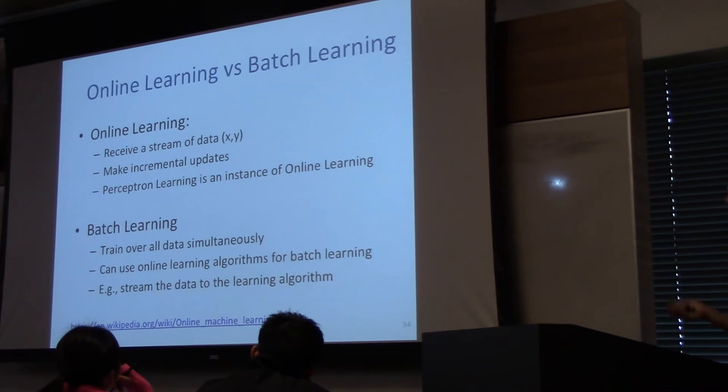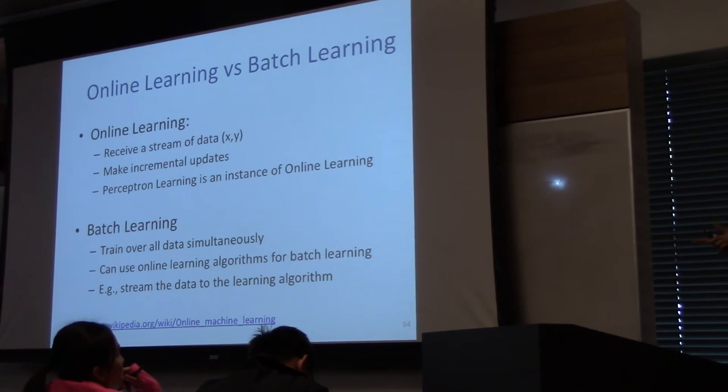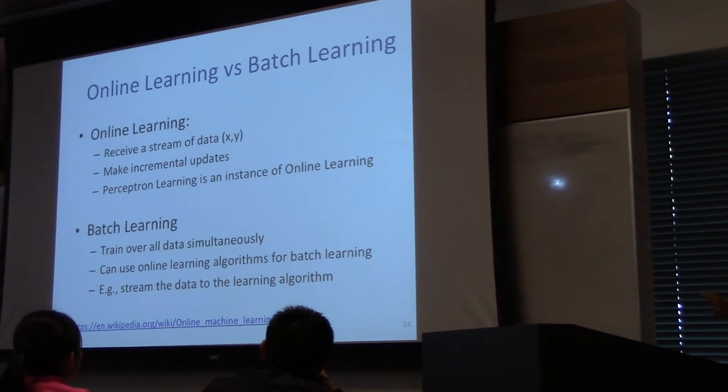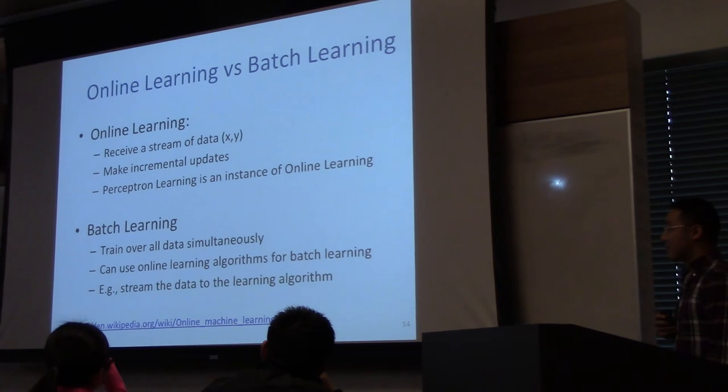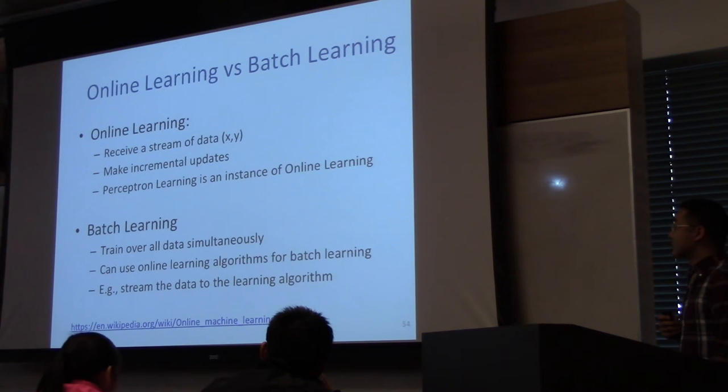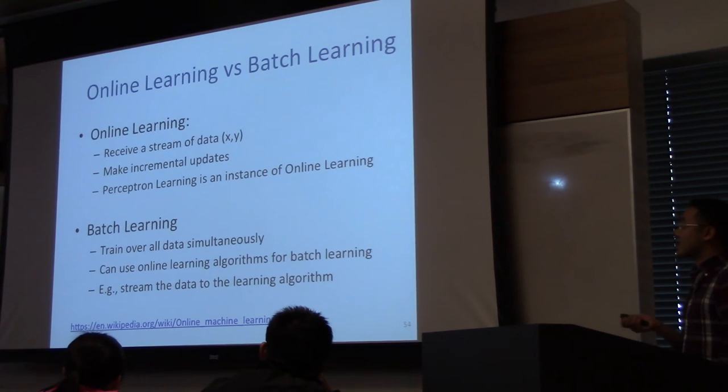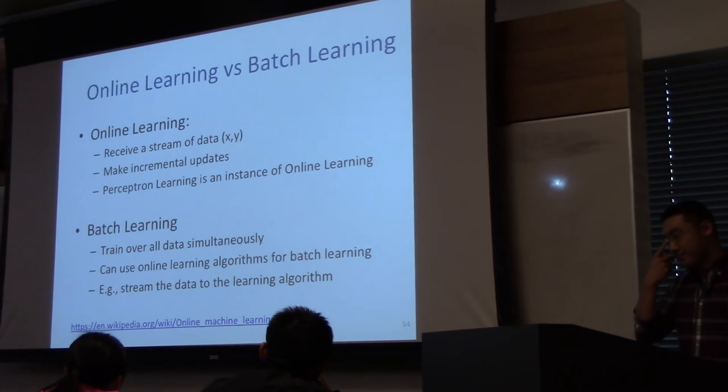So what that means is, you can use an online learning algorithm in a batch learning setting, but not vice versa, typically in practice. I mean, you could do something convoluted, like you just wait until you collected all your data and then you train, but that's typically not how to think about these things. So in some sense, online learning is less restrictive.